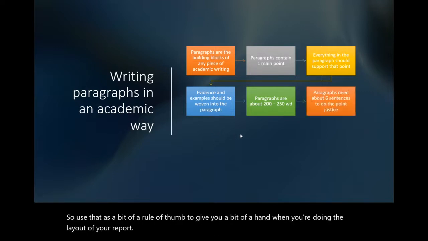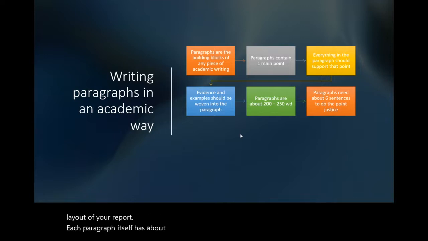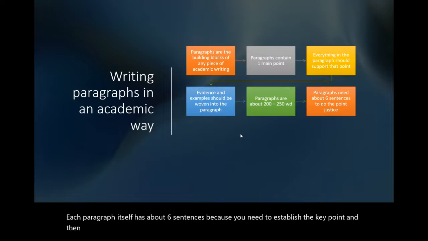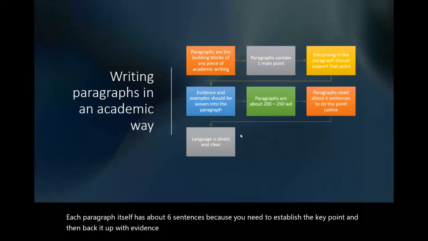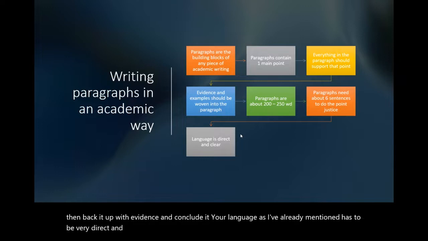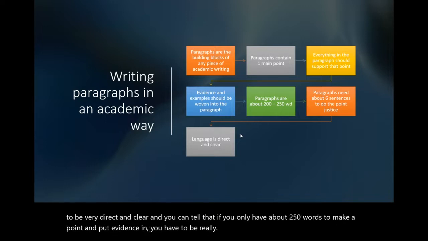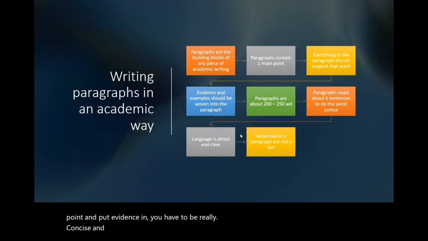Each paragraph itself has about 6 sentences because you need to establish the key point and then back it up with evidence and conclude it. Your language, as I've already mentioned, has to be very direct and clear, and you can tell that if you only have about 250 words to make a point and put evidence in, you have to be really concise and deliberate with the language that you choose.